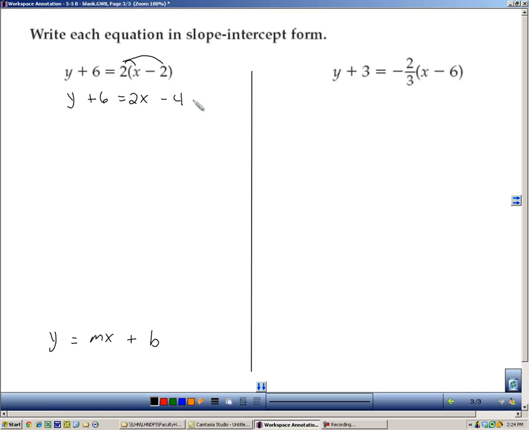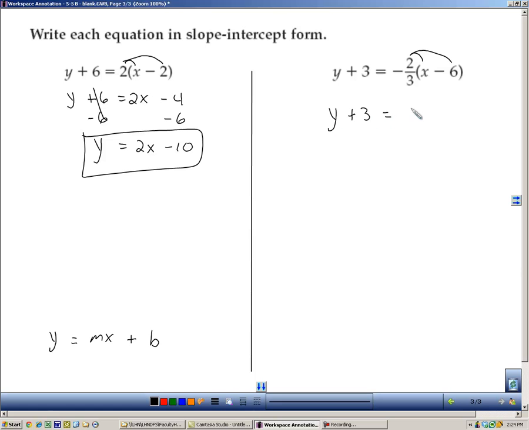Now the only thing I have to do is isolate the y. So here y plus 6, I'm going to subtract the 6. So y equals 2x minus 10. I have the y by itself, I have the 2 being my slope, and the negative 10 was my b. That is now in slope-intercept form. Same idea over here.